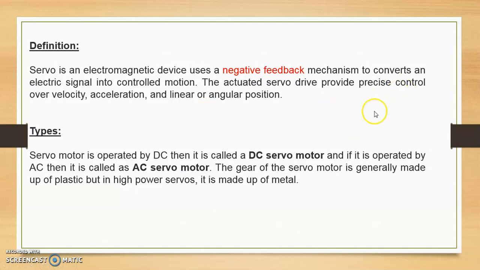The servo drive provides precise control over velocity, acceleration, and linear or angular position. So in applications like robotics or industrial drives, by using a servo you can achieve a closed loop control system. Some of the major types of servo machines, based on the input power source, are classified into DC servo machine and AC servo machine. If you give DC power, it is called a DC servo, but the construction of the DC servo and the AC servo will be similar to your DC and AC machines.